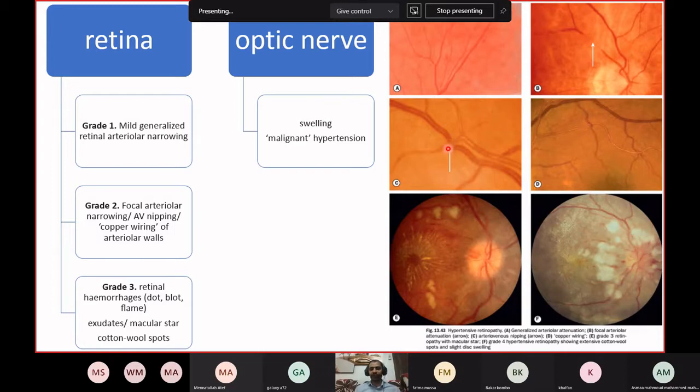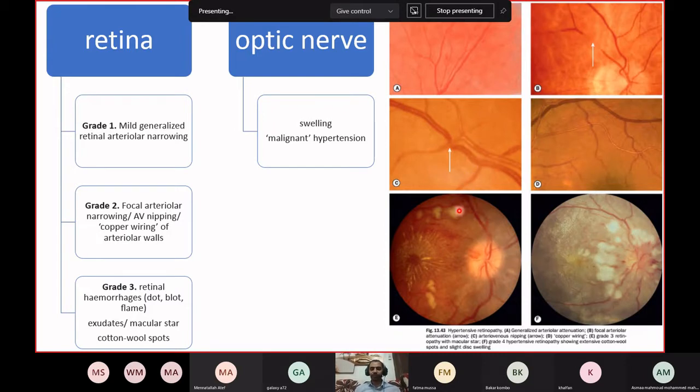Grade 2 is the focal narrowing, like this one, for example, or the arteriovenous nipping. We know that the artery and the vein have a common adventitial sheath. When the artery becomes sclerotic, it will kink the vein and give this appearance. Or the copper wiring of the arteriole: you find that the white reflex of the arteriole is yellowish in color and broader, what we call the copper wiring.